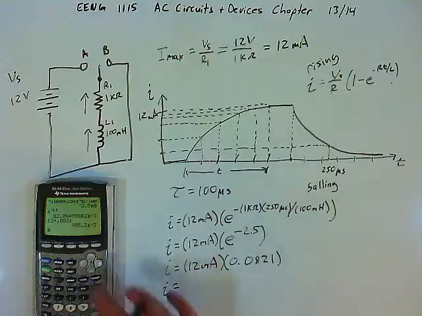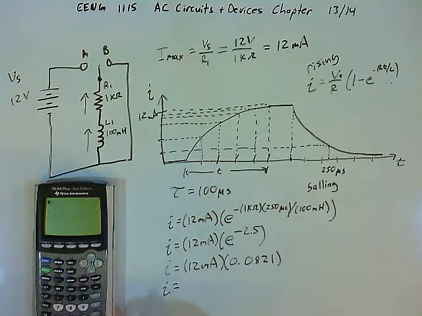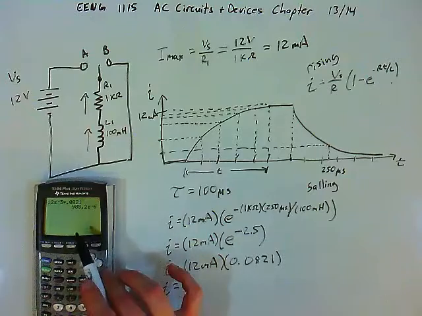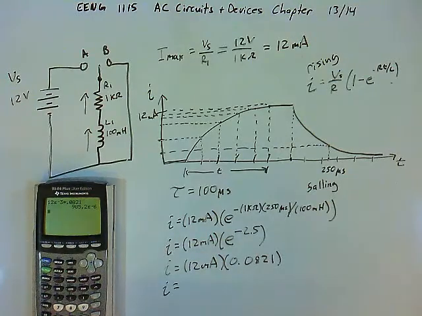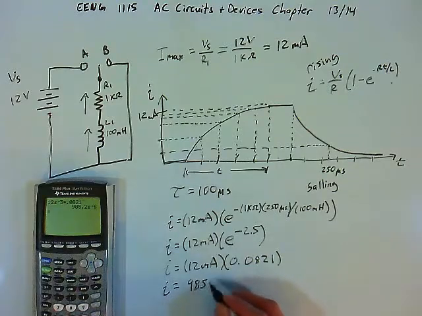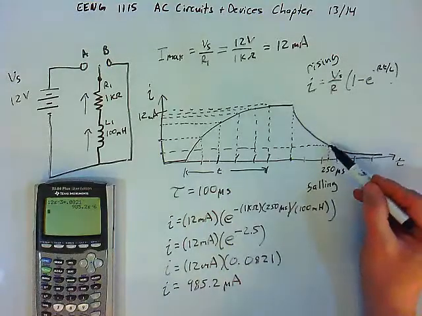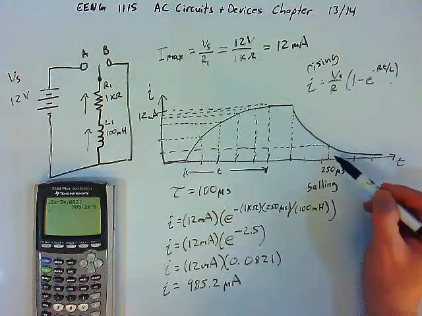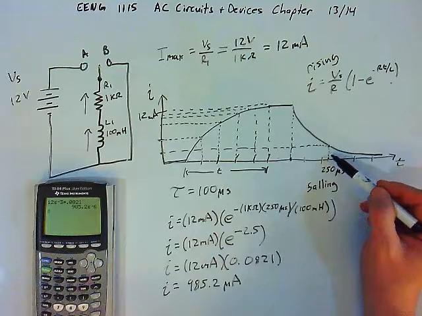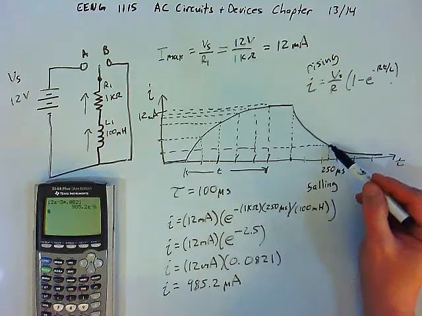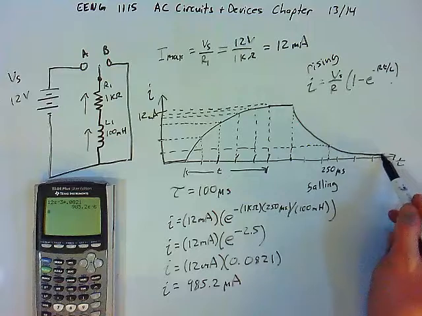And actually, let me do that a little bit differently. Let's say 12 e to the negative 3, right? 12 milliamps times 0.0821, so as not to confuse you. That would be 985.2 microamps. And so after only 2.5 time constants, the current in the circuit has already significantly reduced, well over 90%, and it will continue to reduce as time goes on.